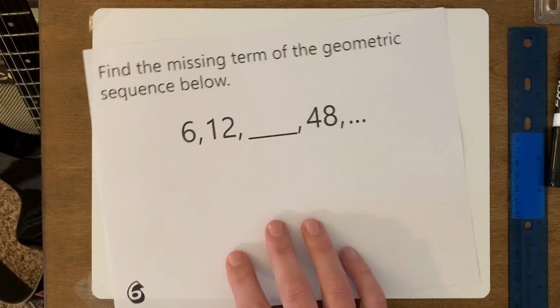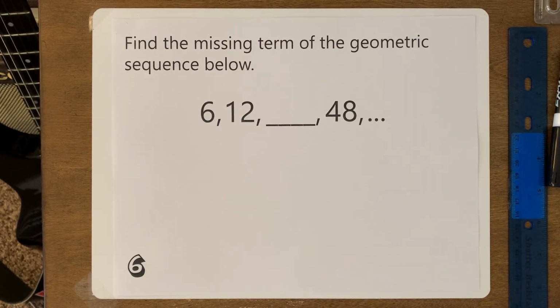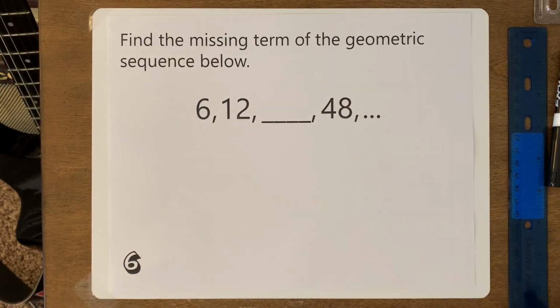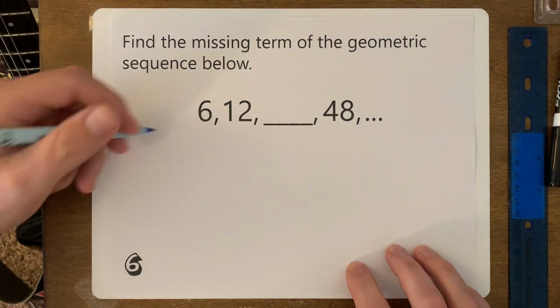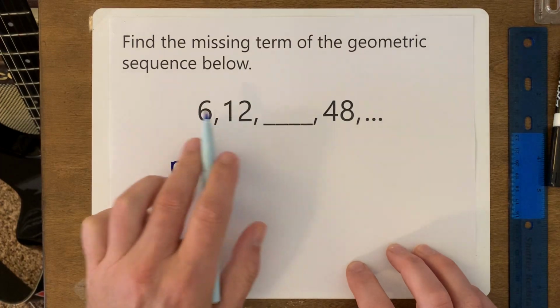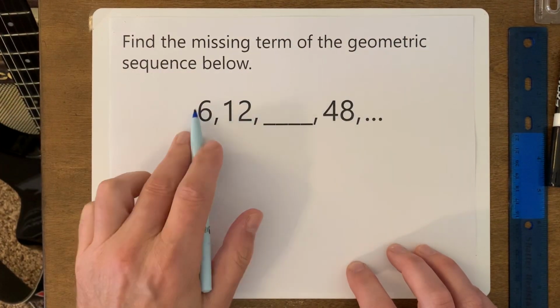All right, so a couple different problems here. Let's look at this one. Find the missing term of the geometric sequence below. So we have 6, 12, blank, 48. All right, let's see if we can find the common ratio. The common ratio, you take any term and divide by the previous. We can't really do that here. We can't do it here, but we can do it here.